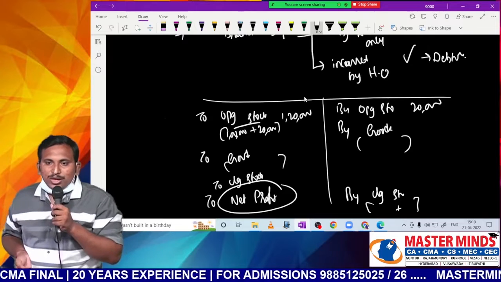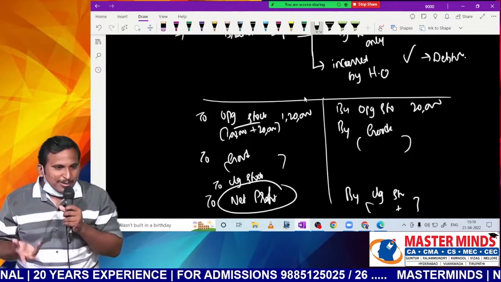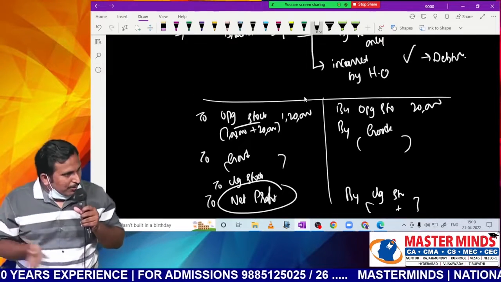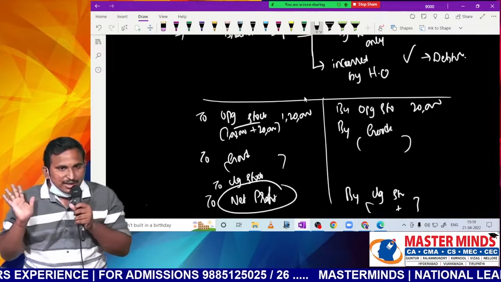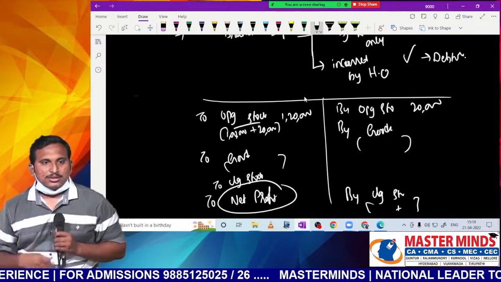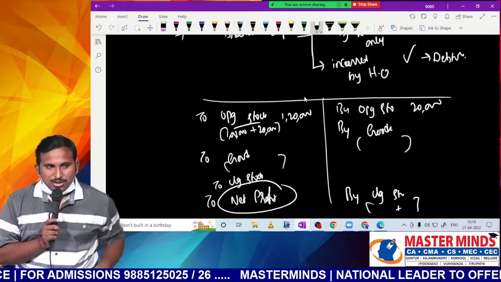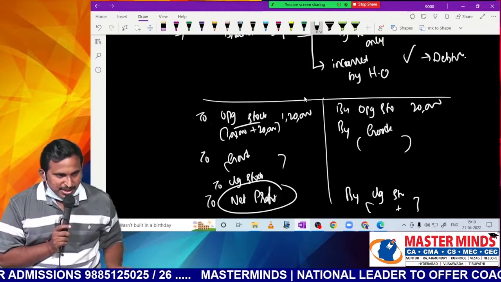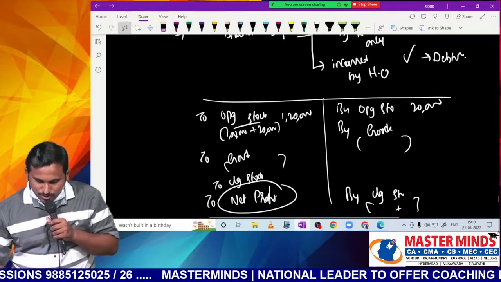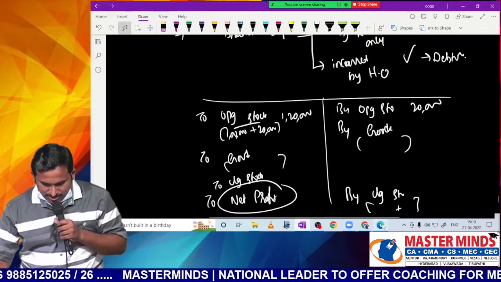Once we remove the loading, what will happen, sir? Then everything will be at cost. You can complete your procedure of finding the profit or loss. Sir, have you all understood? That's all. These are the main points in the debtors method. Let us quickly solve a question. Let me show you a question, sir.